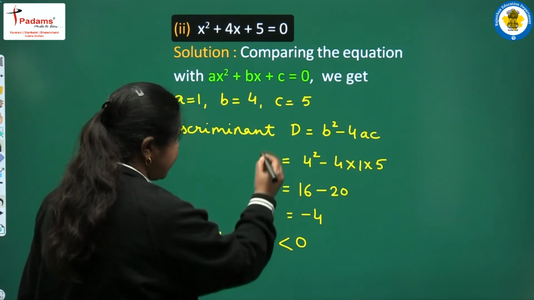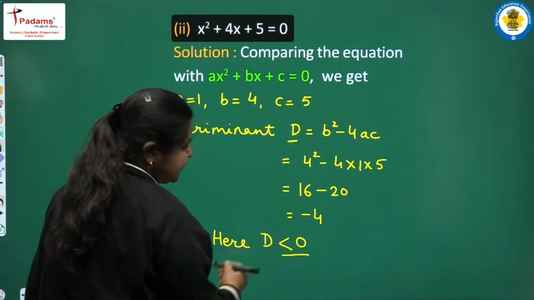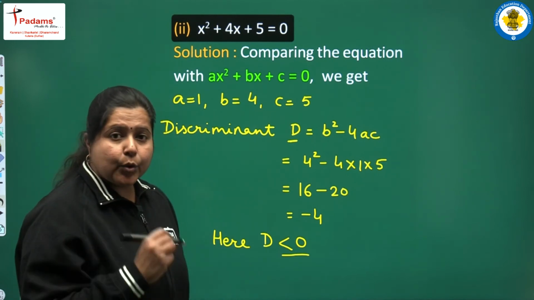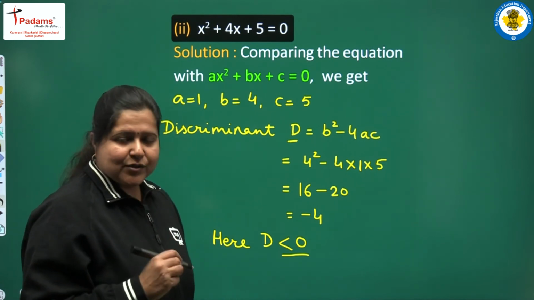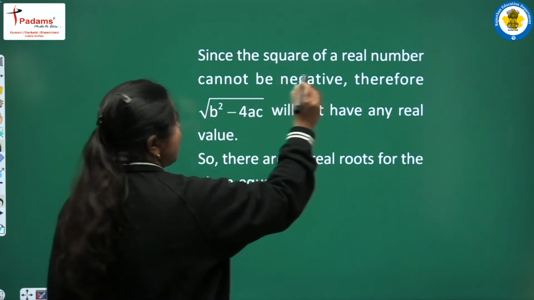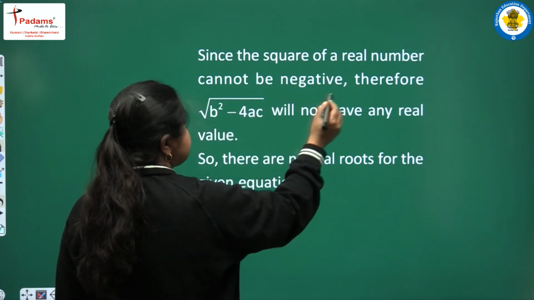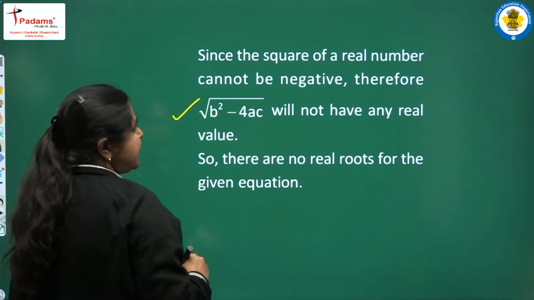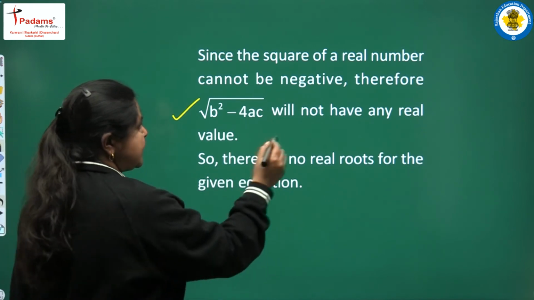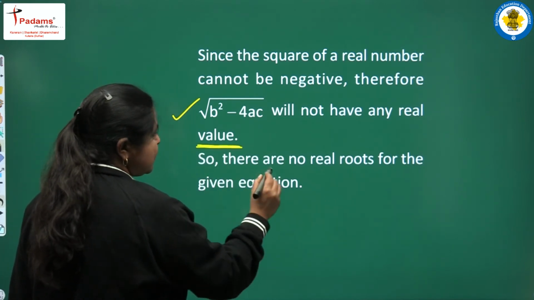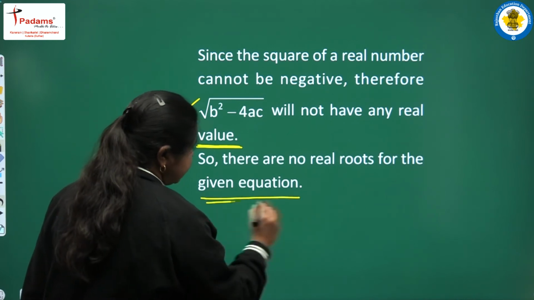We know that if the value of this discriminant is negative, then we have no real roots for this equation. So we can write here, since the square of a real number cannot be negative, therefore under root b square minus 4ac will not have any real value. So there are no real roots for the given equation.